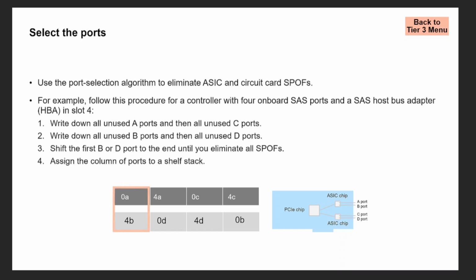Use the column of port names as the primary and return connections for each stack of drive shelves that connect to the controller. If the system controller does not have an installed HBA, use the 4 onboard ports. Remember, do not use one ASIC to connect both paths to a stack.